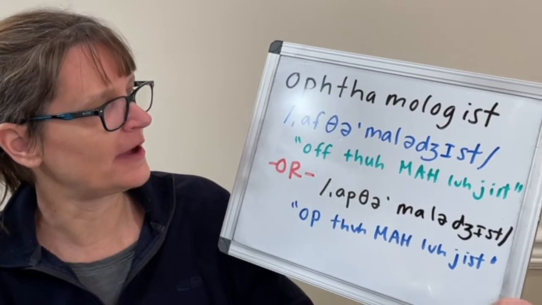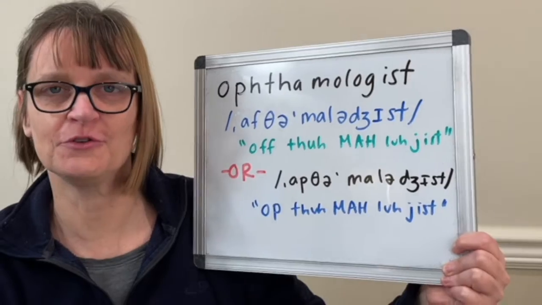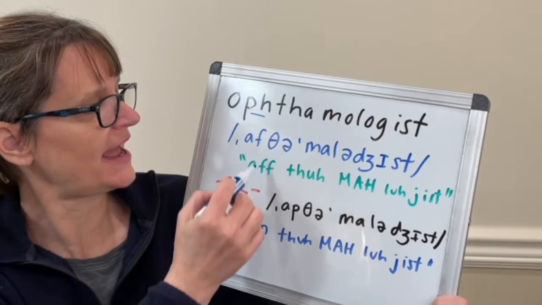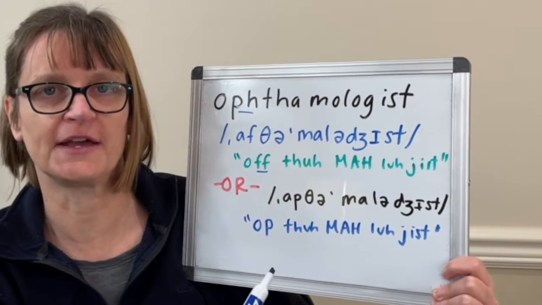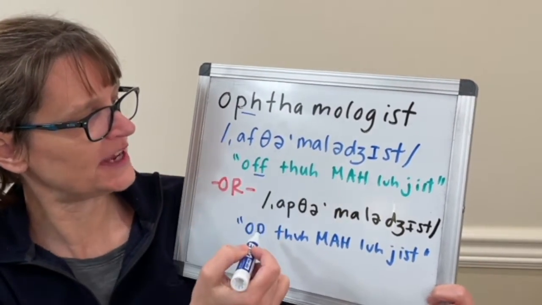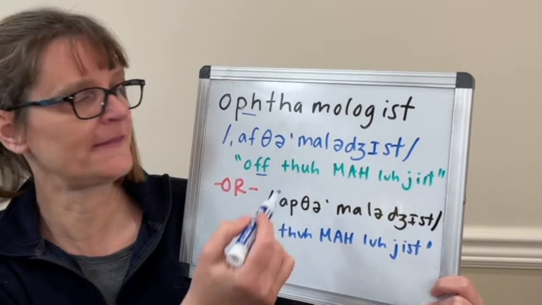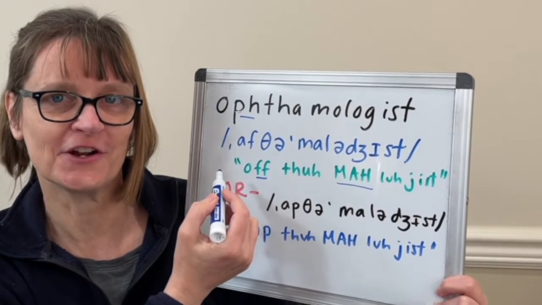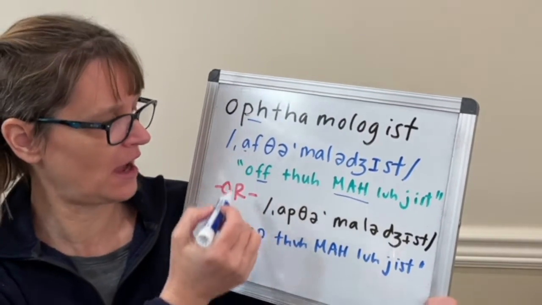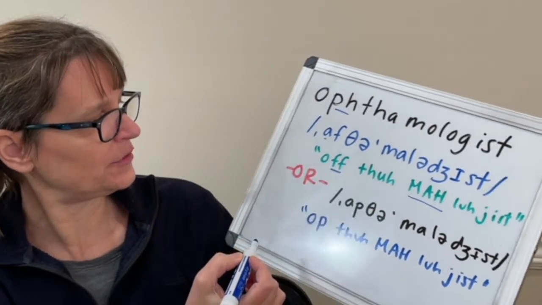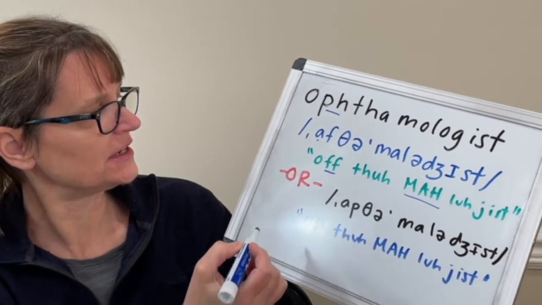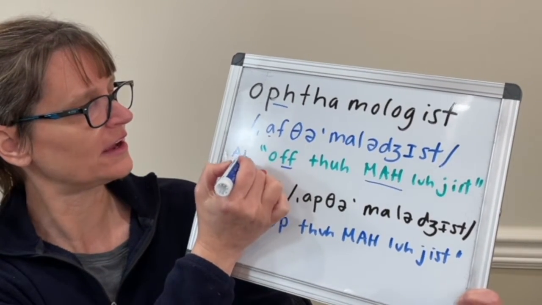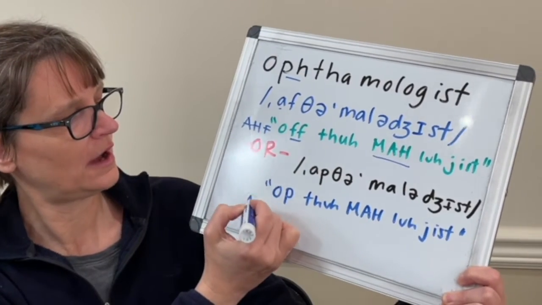When we look at ophthalmologist, as I said, there are 2 correct pronunciations. The first has the PH letters have the F sound. In both pronunciations, the rhythm of the word is the same, and the main stress is on the ma syllable. We have secondary stress here on the first syllable, so letter O is going to say ah in both of these pronunciations. So I've written it here with an OFF like the word off. You could also think about it like off or op.